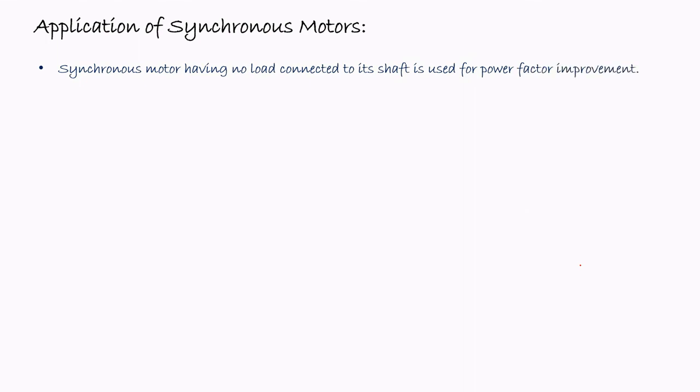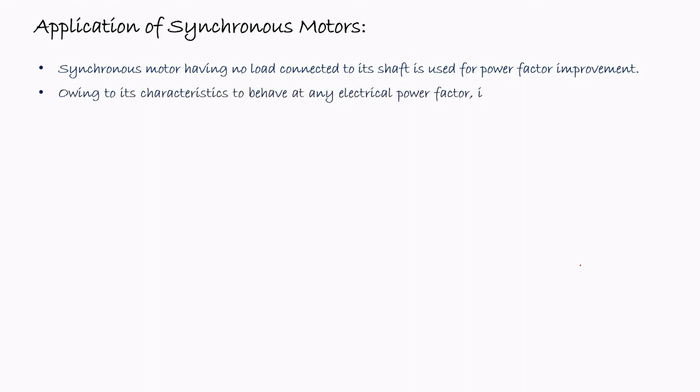Let's see the applications of the synchronous motor. The synchronous motor having no load connected to its shaft is used for power factor improvement. That means when there is no load connected to the rotor and we run the machine at overexcited condition, then the synchronous motor will draw the leading current from the supply, like a capacitor. So this type of motor is basically used for power factor improvement in industries. And this type of motor is also called a synchronous condenser.